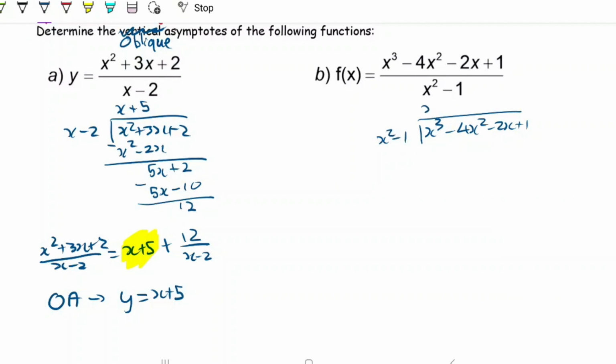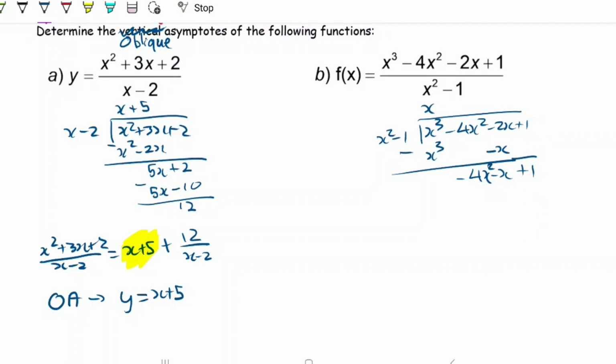So x squared goes into the x cubed x times. This gives you x cubed, and then x times that gives us minus x. So if we subtract everything there, we end up with just minus 4x squared on this side. Minus minus gives us minus x, and then we want to bring the 1 down. So this is the minus 4x squared again.